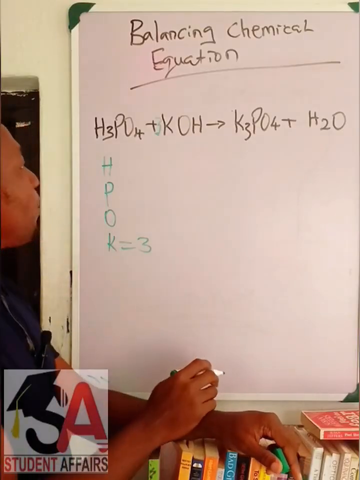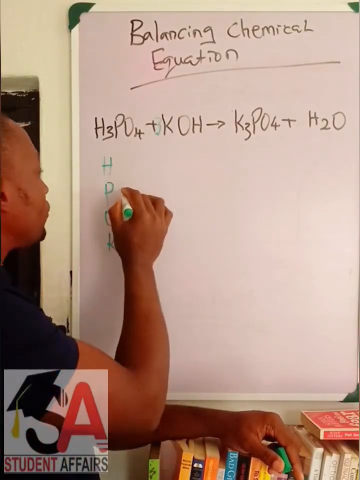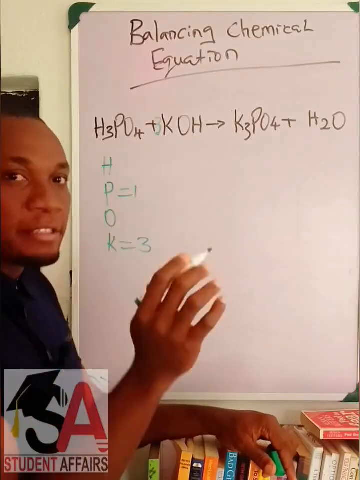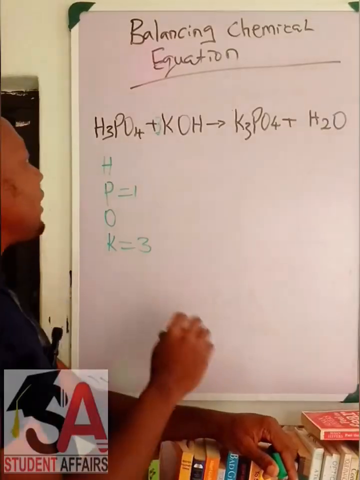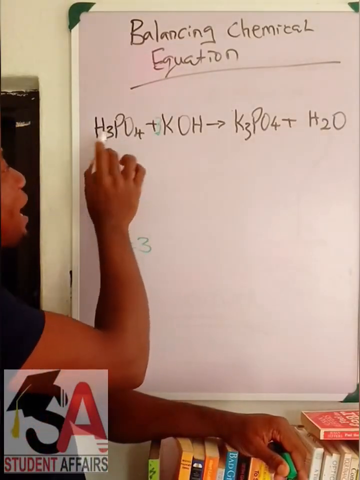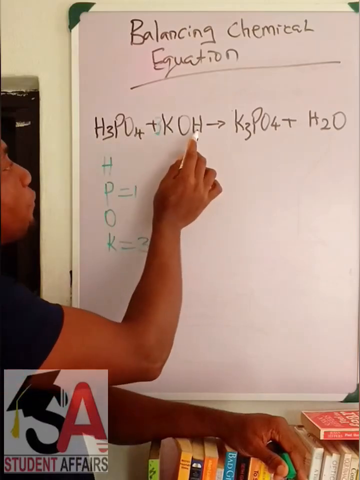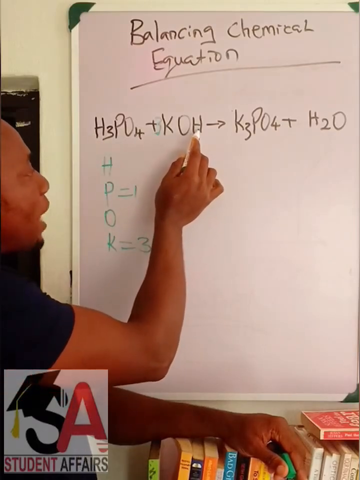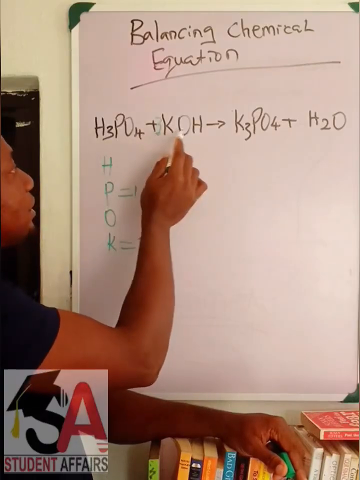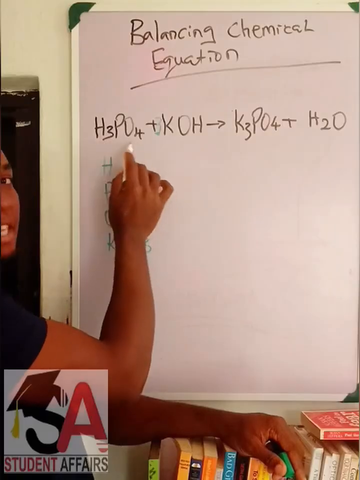So let's go back to phosphorus. Phosphorus so far is 1. We are going to balance the equation. Just follow us. Now let's go to hydrogen. How many hydrogen do we have here? We have 3 plus 3, because 1 hydrogen here multiplied by the coefficient, which is 3, that is 3 plus 3. So we have 6 hydrogen on this side.